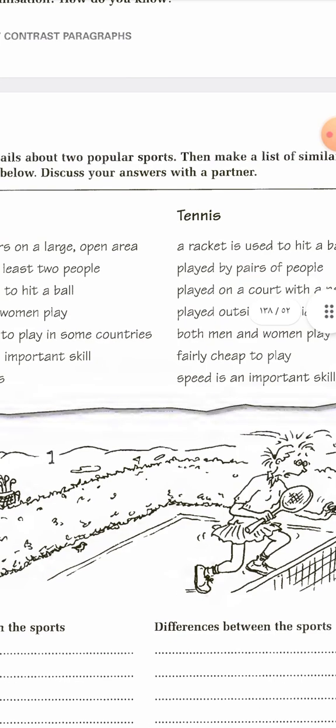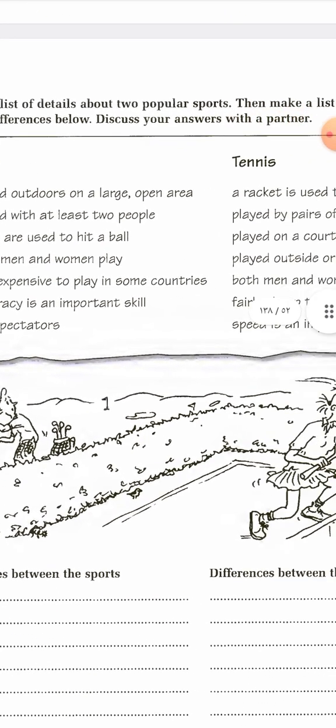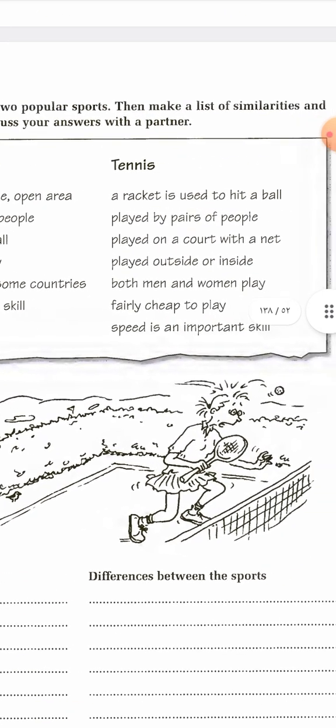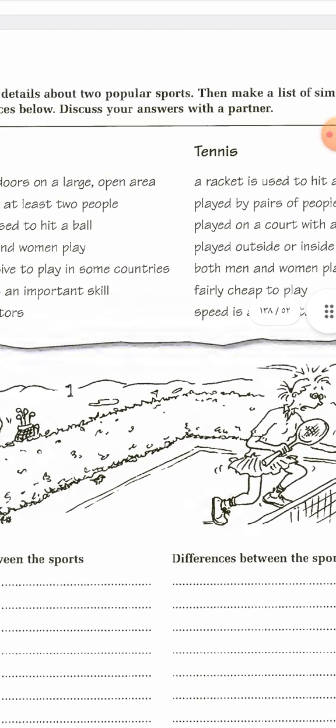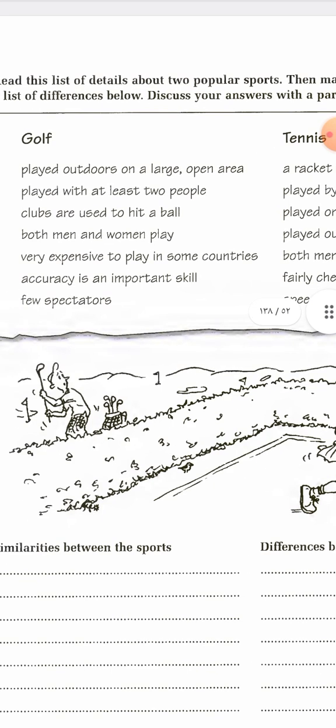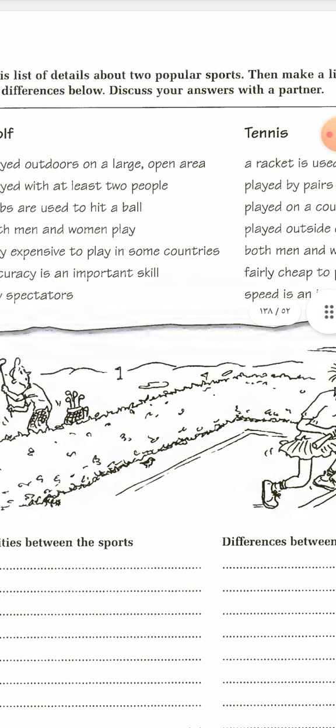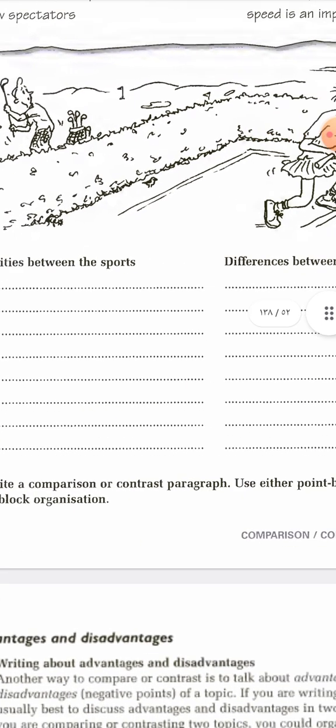These are two popular sports, golf and tennis, and then you can see the differences. Then make a list of similarities, and what are the similarities and differences between golf and tennis. When you read it, you can find them. You write here the similarities and you write here the differences.